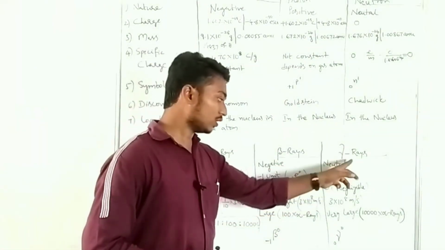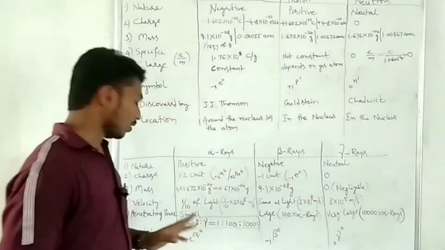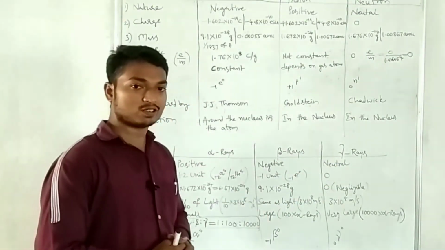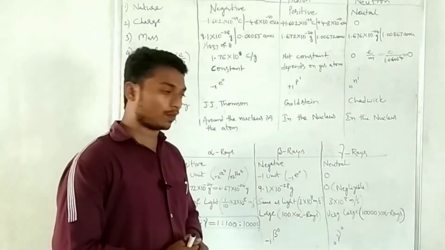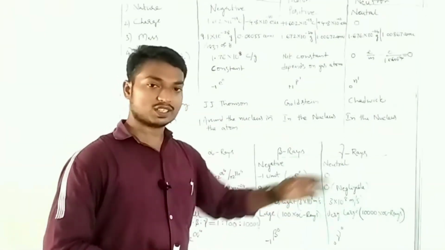And if you observe gamma rays, these have no charge. Gamma rays have no charge. There is no charge for gamma rays because they are neutral in nature.